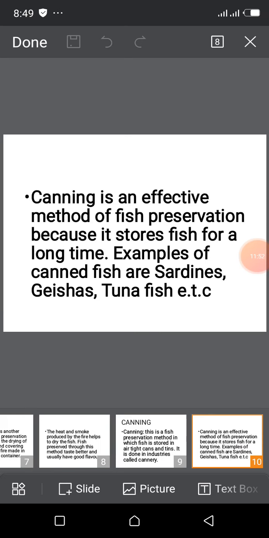Now, canning is an effective method of fish preservation because it stores fish for a very long time. A canned fish could actually be stored for about 6 months and thereabouts, or even longer if done properly. Examples of canned fish include sardines, geisha, tuna fish, etc.